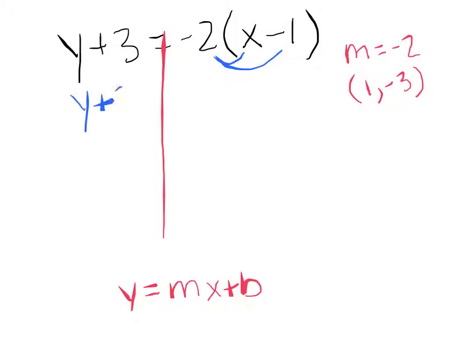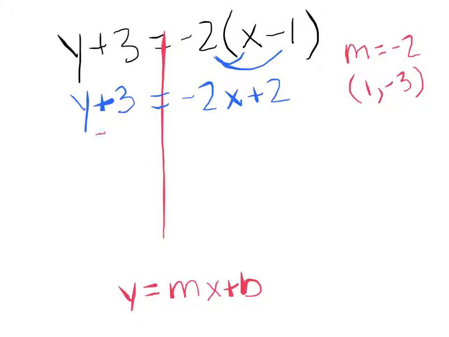So, y plus 3, I'm going to keep the same for a minute. Negative 2 times x is negative 2x. Negative 2 times negative 1 is positive 2. So, it's getting closer to slope-intercept form, but we still have that pesky little plus 3.